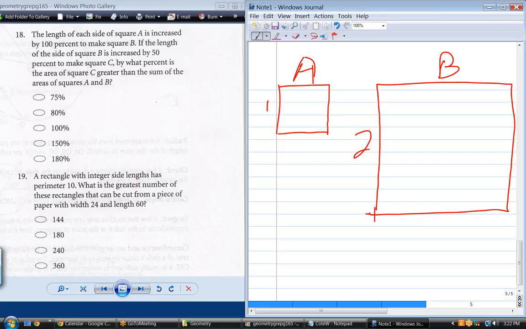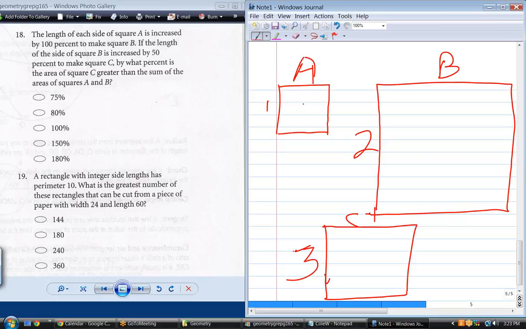2. Okay. And now they're saying that there's another square, C, where each side is a 50% increase from B, so what must the side of C be? What's a 50% increase over 2? 1, so 3. You got it. Now, the question is, by what percent is the area of C greater than the sum of the areas of A and B?